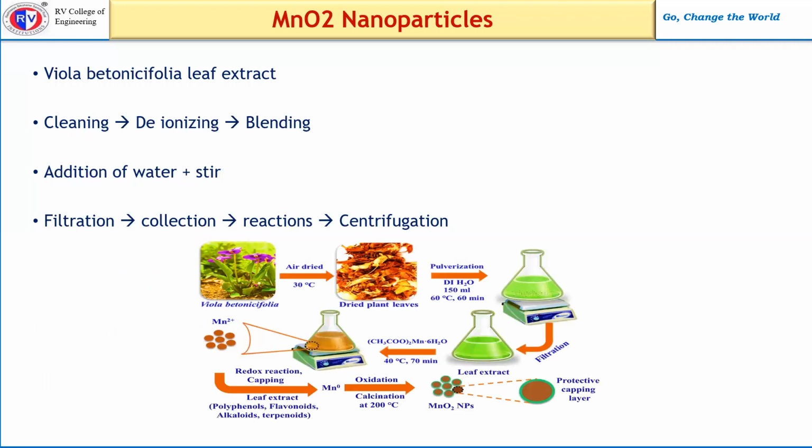So one example is manganese oxide nanoparticles. The precursor which is used is the leaf extract of the plant called Viola betonicifolia. The steps involved here are cleaning, deionizing, blending, as I mentioned in the earlier slide. In the experiment, 25 grams of this plant extract is taken and deionized with water. Then, under suitable conditions the reaction will be carried out. Then, as you can see in the flow diagram, filtration and collection. These are the normal steps.